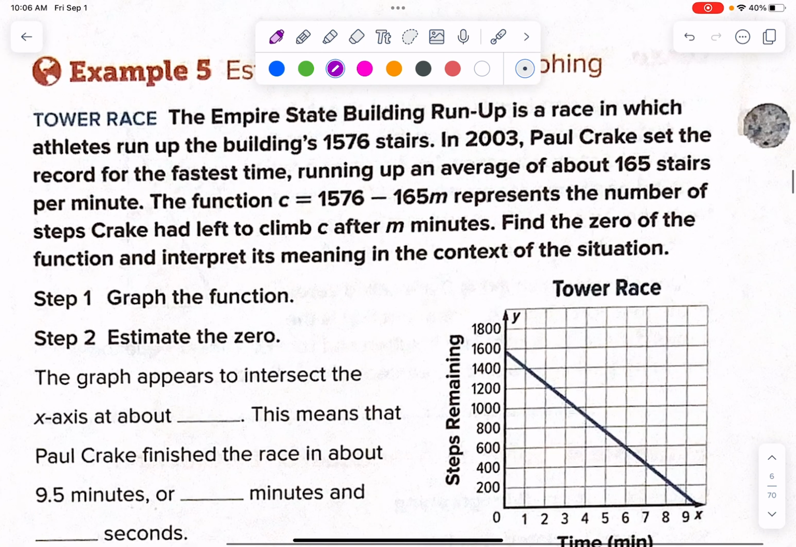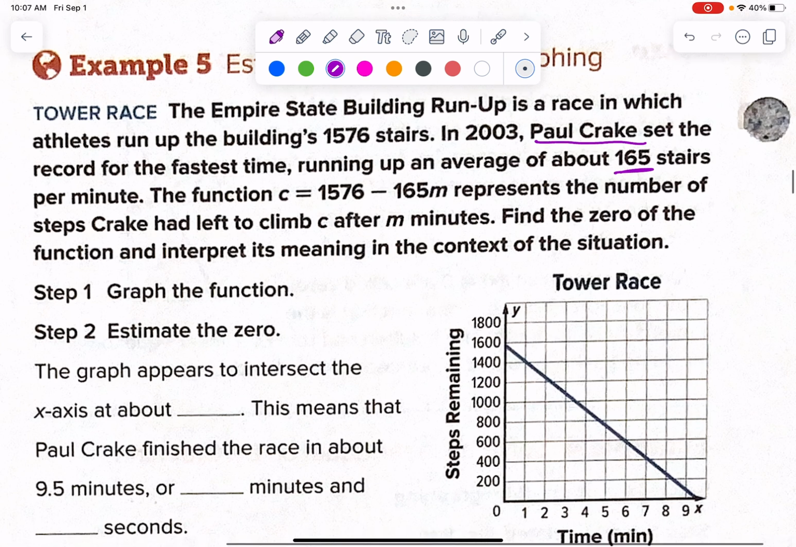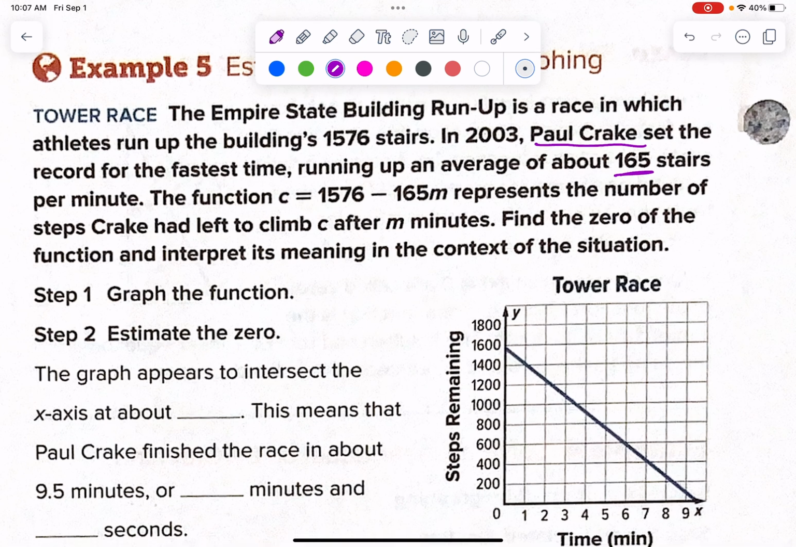The Empire State Building run is a race in which athletes run up the building's 1,500 plus stairs, and it says that this guy, Paul Craik, has the fastest running time to go up these stairs, and he can do 165 stairs per minute. That is like 2.5 stairs a second. That's a lot of stairs. He probably, I don't know, goes up like 2 at a time, you know, like skip steps. I don't know.